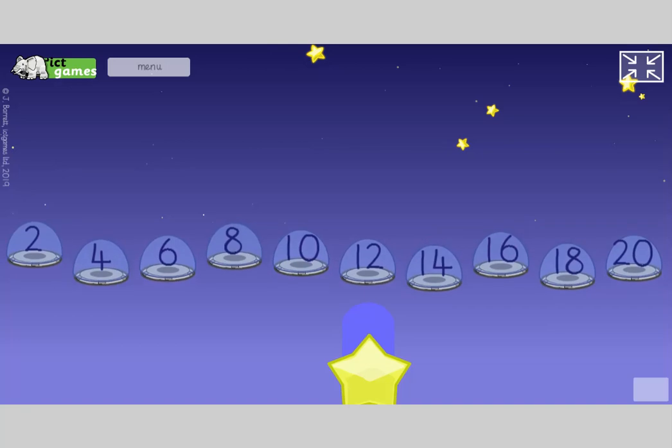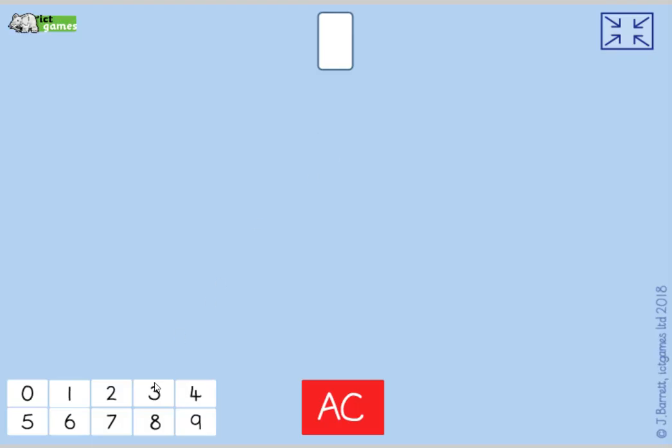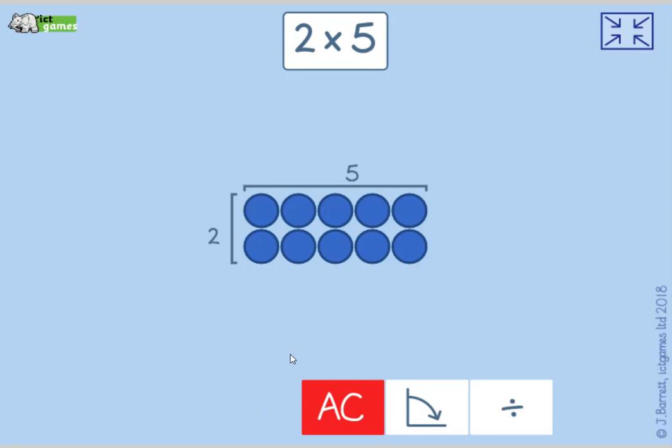Okay, now let's have a look at something we've had a look at before. I'm going to make a multiplication sentence. 2 times, multiply and times, it's the same thing. 2 times 5, I'm going to make that. Let's have a look. 2 times 5.